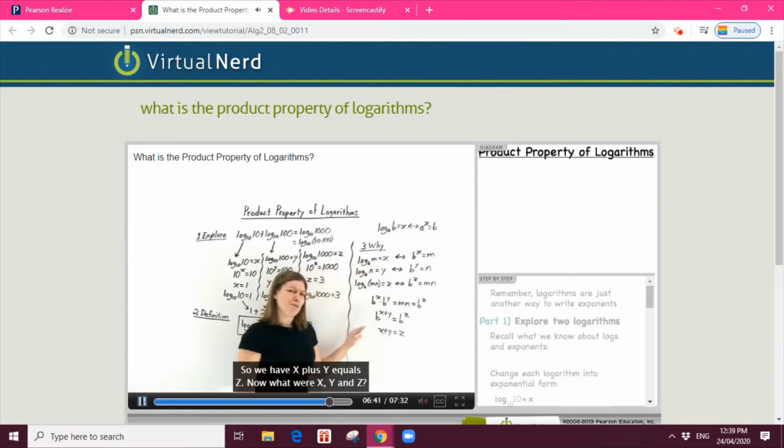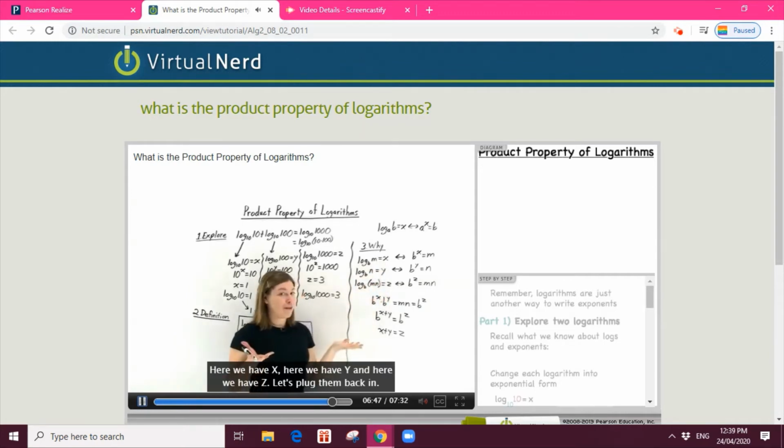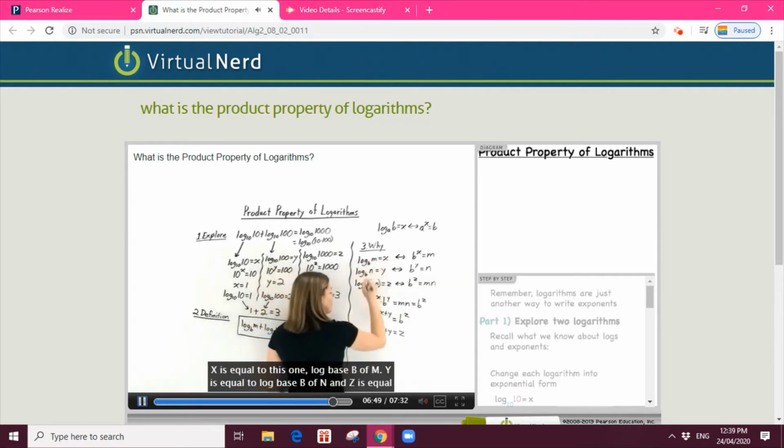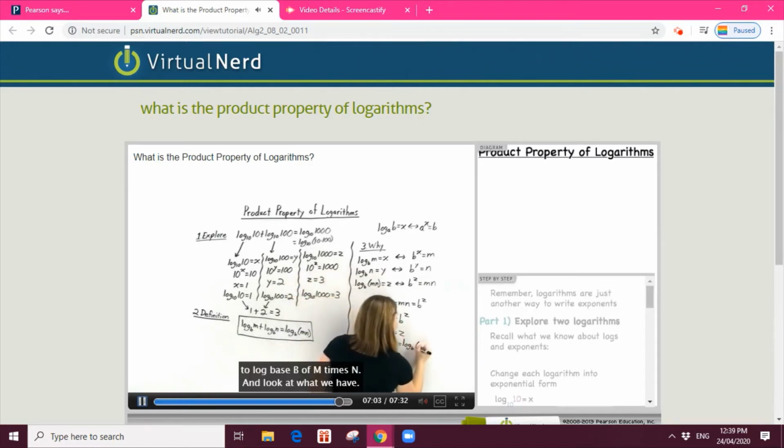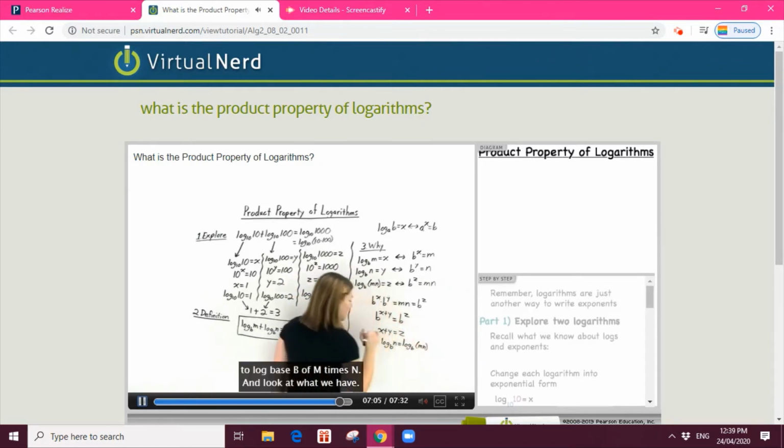Now what were x, y, and z? Well, here we have x, here we have y, and here we have z. Let's plug them back in. x is equal to log base b of m. y is equal to log base b of n. And z is equal to log base b of m times n.